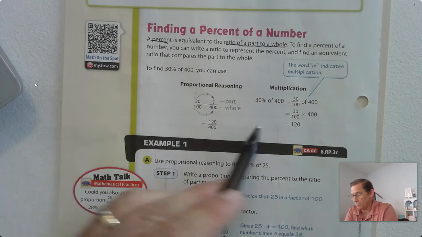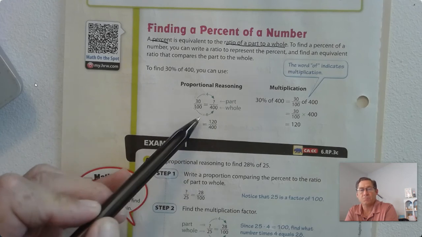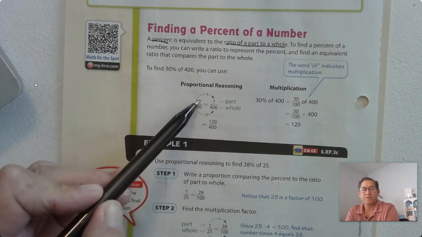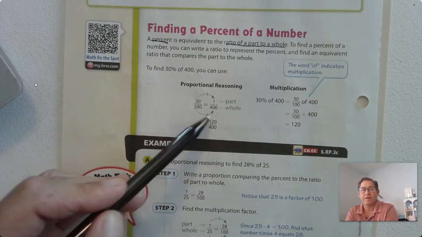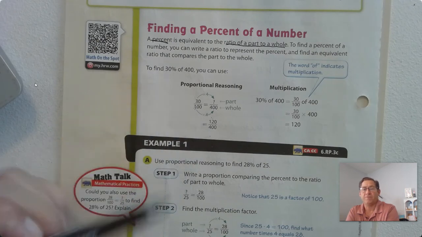Well, how do we go from 100 to 400? You just multiply by 4, right? So do the same thing to the numerator. 30 times 4 would give us 120. So 120 out of 400 is 30% of 400.